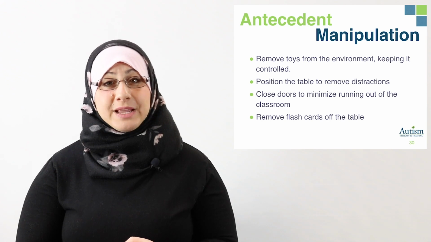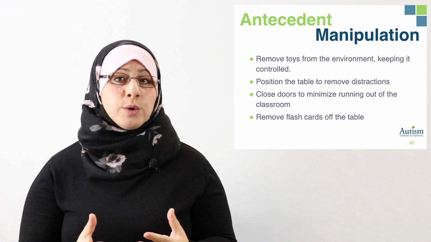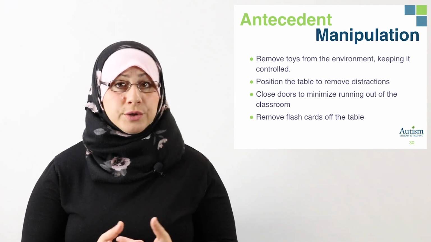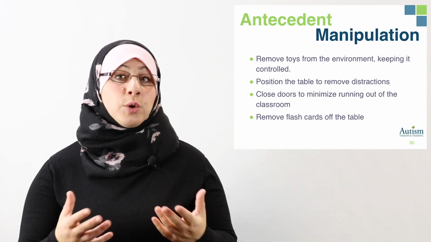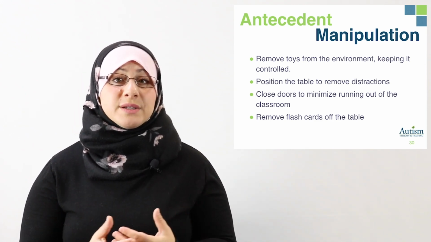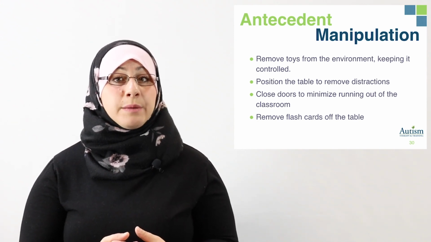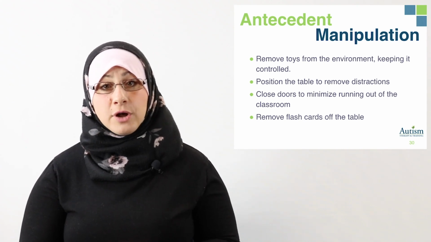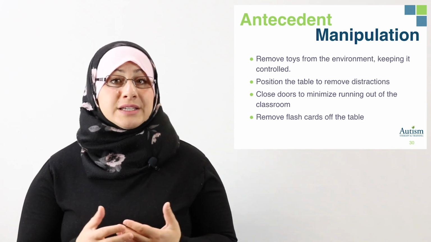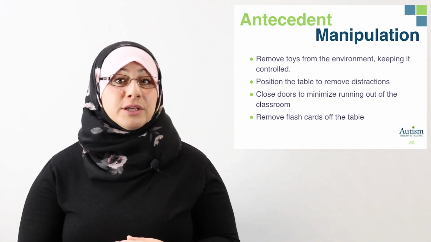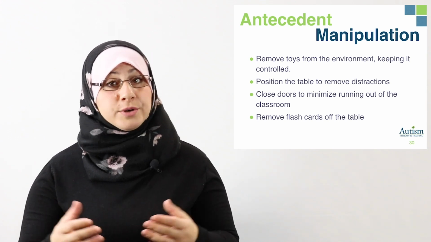Keep that in mind. Position the table to remove distractions. Don't let a learner sit by the window if they're going to look outside and ignore you. Don't sit a learner near another peer that will talk to them and distract them from their work, or vice versa. Close doors to minimize running out of the room if needed. A big issue in schools is learners will escape the class altogether. Now, you need to follow your school rules and protocols, but if closing the doors is an option because of flight risk, then that is something you can do to eliminate and reduce the SD for escape, and that SD would be the open door.